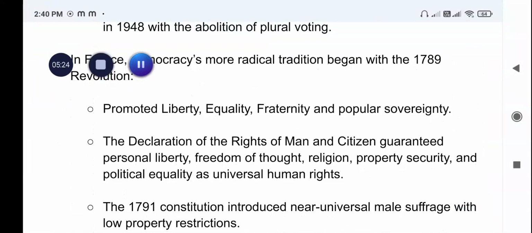So, the Declaration of the Rights of Man and Citizen guaranteed these universal human rights: personal liberty, freedom of thought, religion, property, security and political equality.